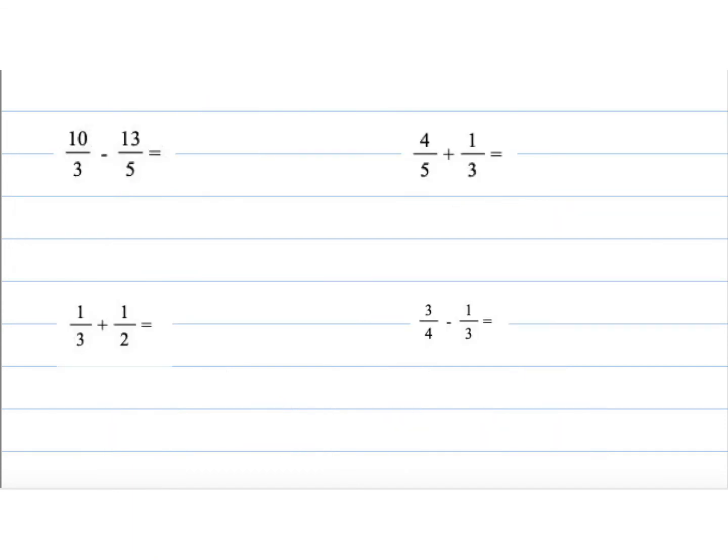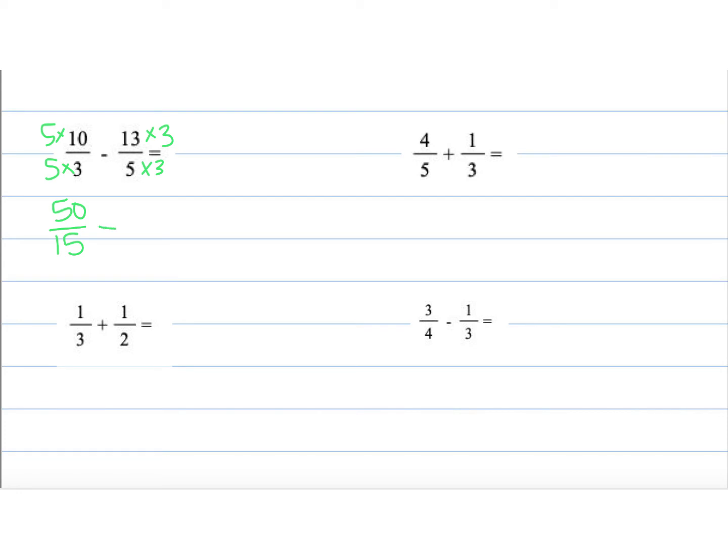Let's do some more practice problems together. If you're feeling comfortable, feel free to pause, work ahead, and then check your answers. Otherwise, just keep following along with me. Make sure you have all these examples in your notes. 10 thirds minus 13 fifths. Common denominator would be 15. So I'm going to multiply this side by 5. So my new fraction would be 50 over 15. Multiply this side by 3.